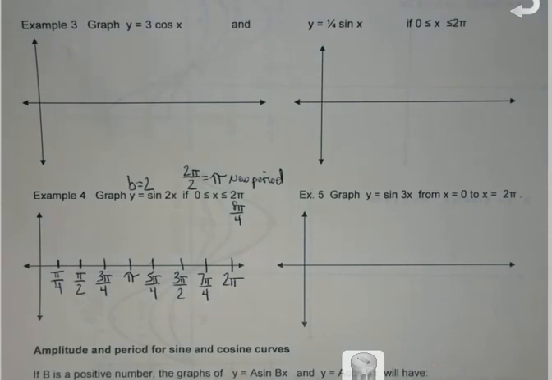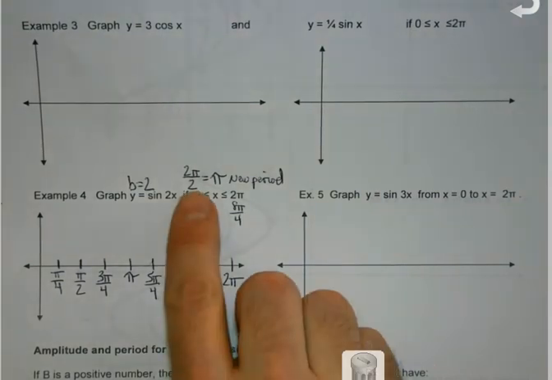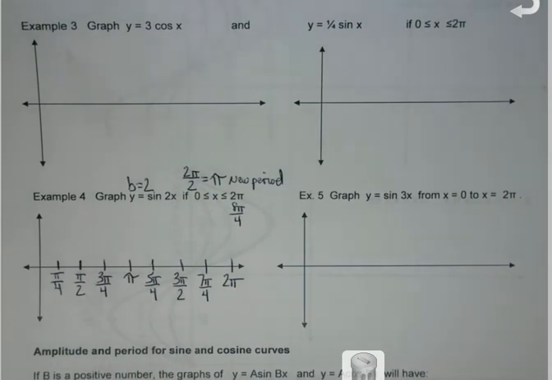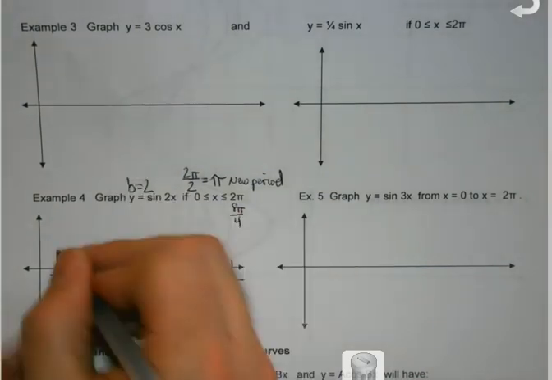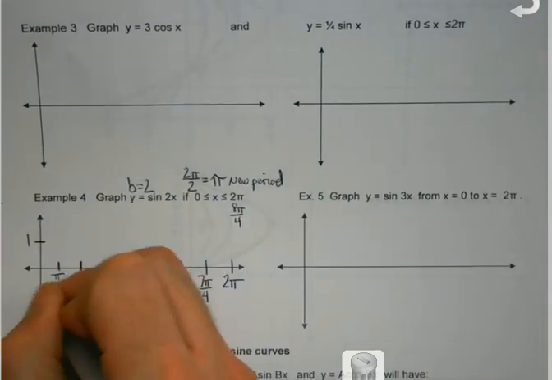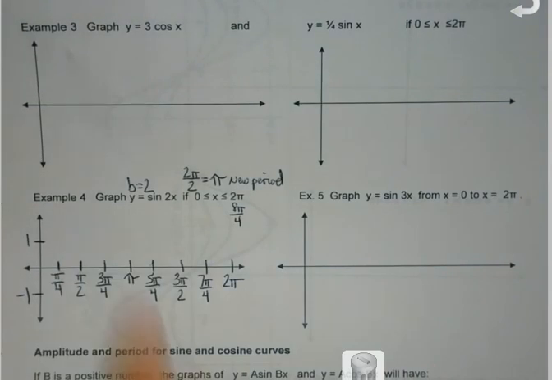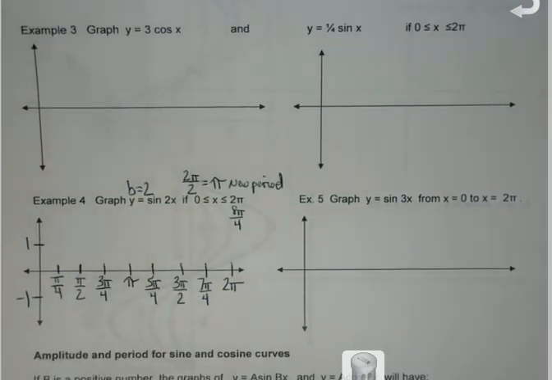Always get that first one done. If I divided by 2, I always think my first one is pi over 2. If I cut that in half, what's my first value going to be? And then just incrementally go from there. Because now I didn't have any change to my amplitude. There's no number in front of sine.